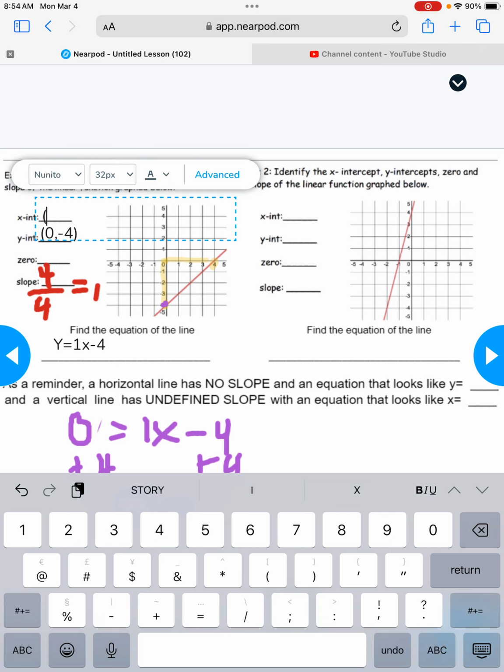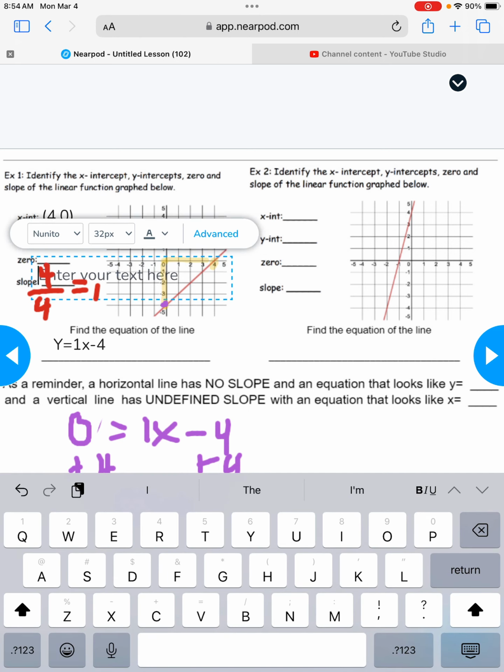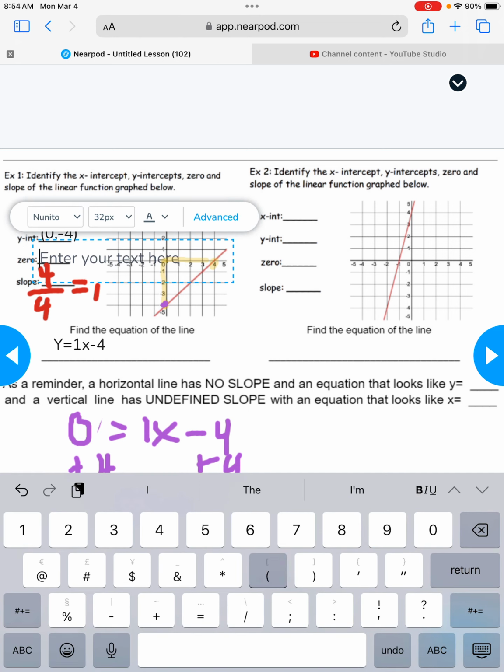My x-intercept is going to be at 4, 0. Once again, I want to put this in as a coordinate. Okay, from there, I'm going to also take that same thing and put it in as the 0 because the x-intercept and the 0 mean the exact same thing. Okay, from here, I've got that first one solved.